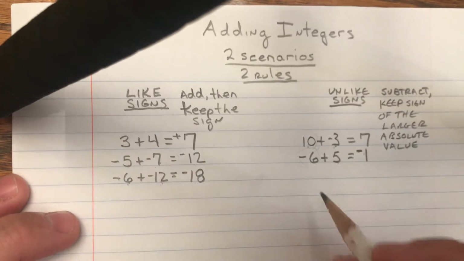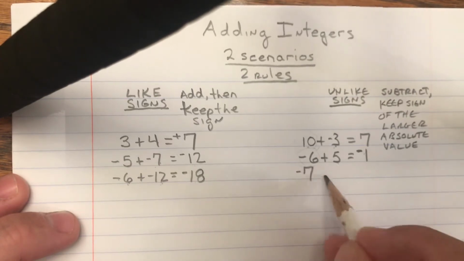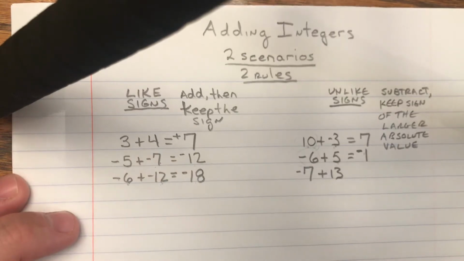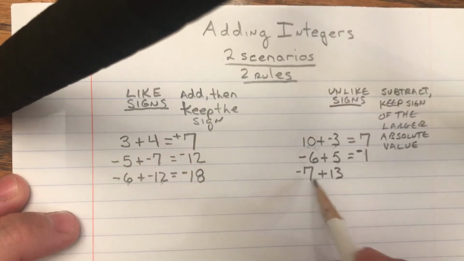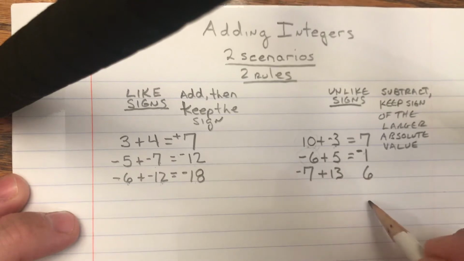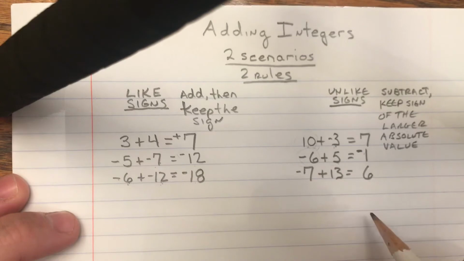Okay, here's another one. -7 plus 13. Okay, so I look at the two. They have unlike signs. I'm going to subtract them. In this case, I have to go 13 minus 7. 13 minus 7 is 6. And I'm going to keep the sign of the larger absolute value. That's 13. So this is going to be a +6. And I leave it. All right.